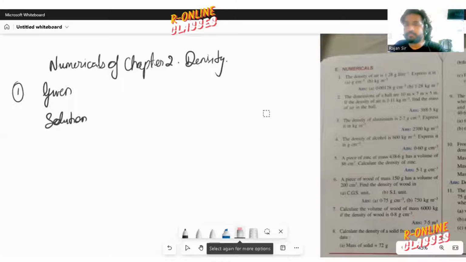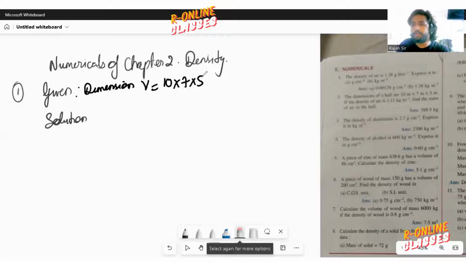Second question: the dimensions of a hall are 10 meter into 7 meter into 5 meter. If the density of air is 1.11 kg per meter cube, find the mass of the air in the hall. So basically we are given the dimensions, so that is volume which is given. We have 10 into 7 into 5. If you multiply, this is 350 meter cube.